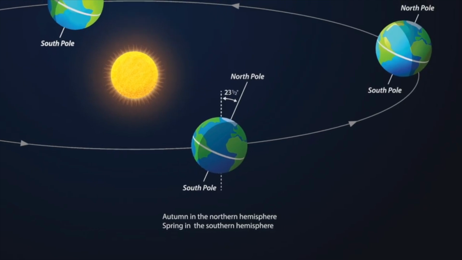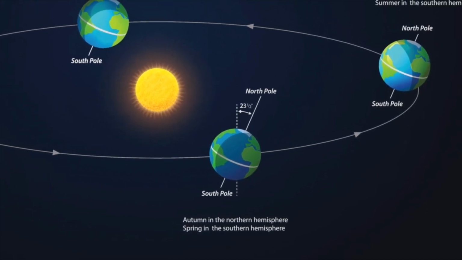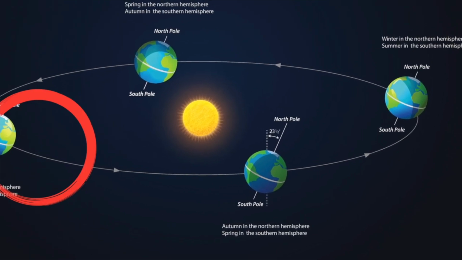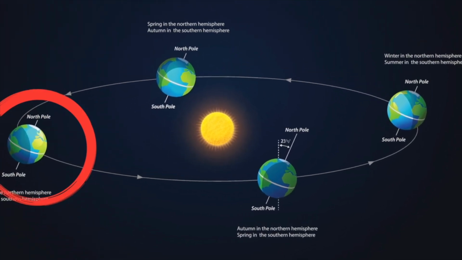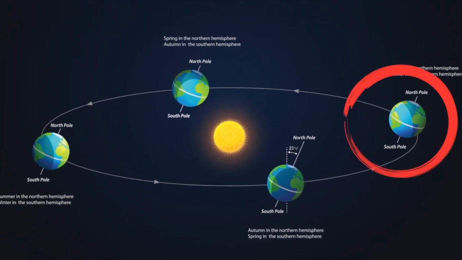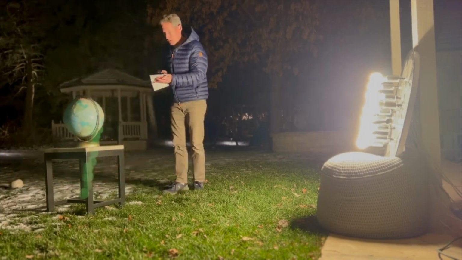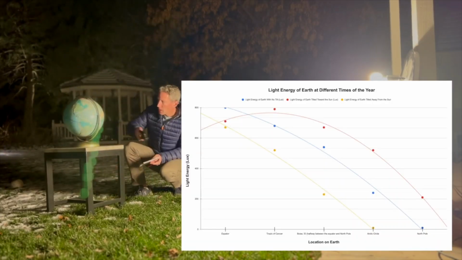In reality, the Earth is tilted 23.5 degrees off its vertical axis. Sometimes the northern hemisphere is tilted toward the sun, and sometimes it's tilted away from the sun. So I collected data for those scenarios as well so that we can compare our results. And here are the results.